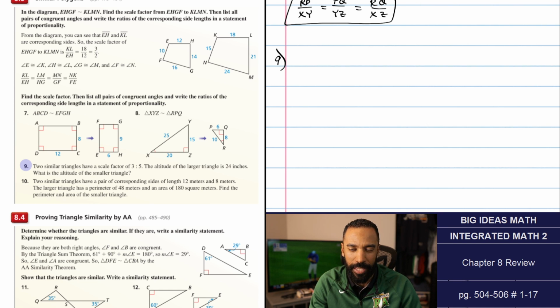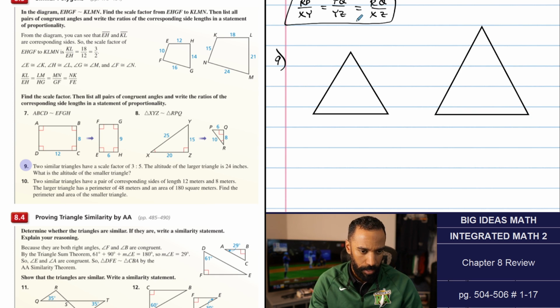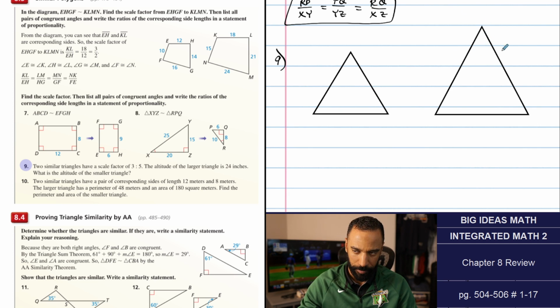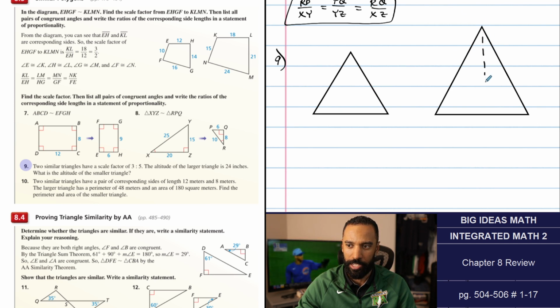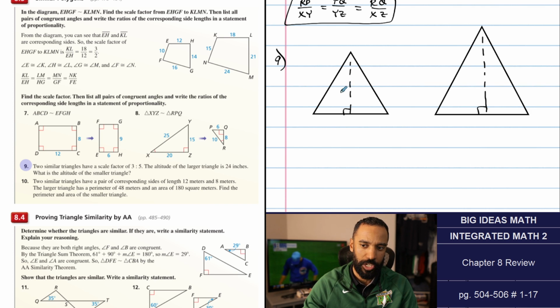And they're talking about side length things. So I'll kind of make up two triangles here. Boom. And then boom, 3 to 5, they're similar. The altitude of the larger triangle is 24 inches. What is the altitude of the smaller triangle? Now, when they say the altitude, I assume they mean a corresponding altitude, because that's the idea, right? Altitudes correspond to each other in such a way. I'll call this unknown altitude A, and I'll call this one what it is, 24 inches.